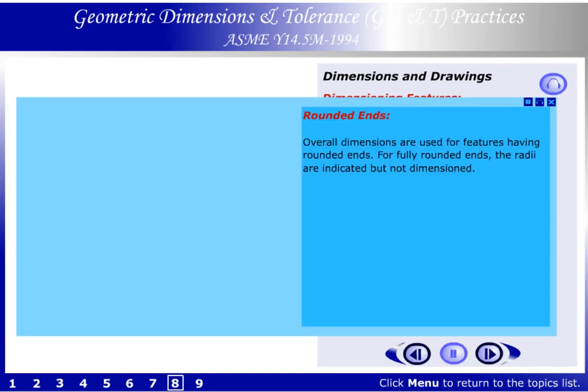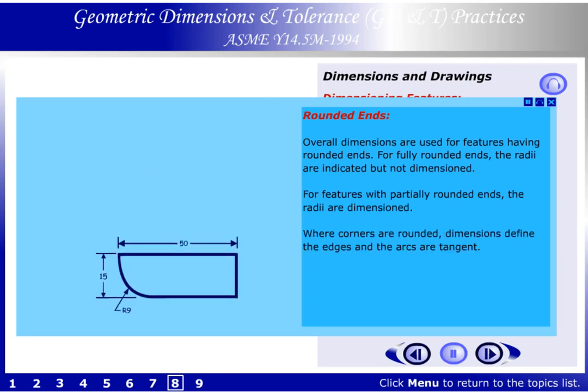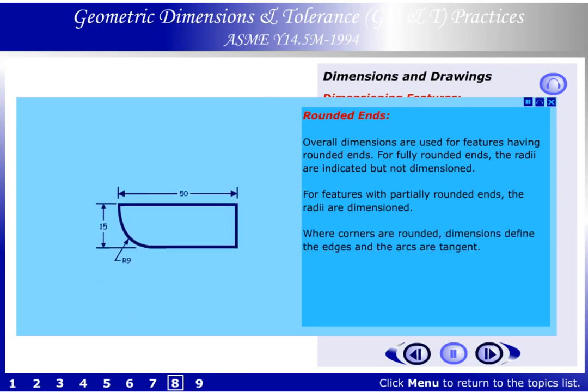Rounded ends. Overall dimensions are used for features having rounded ends. For fully rounded ends, the radii are indicated but not dimensioned. For features with partially rounded ends, the radii are dimensioned. Where corners are rounded, dimensions define the edges and the arcs are tangent.